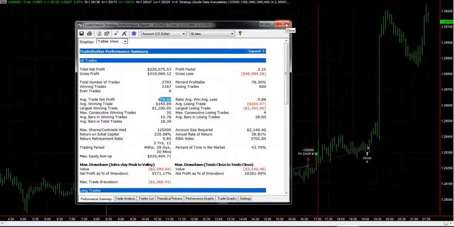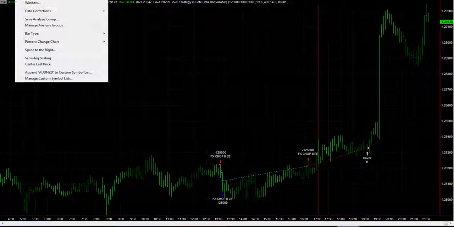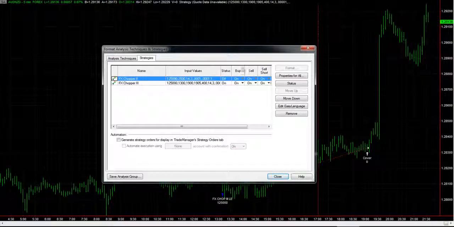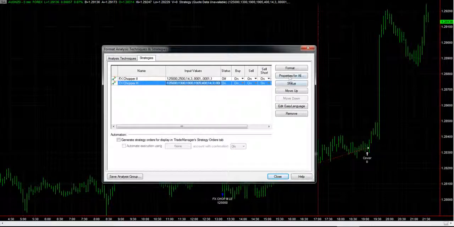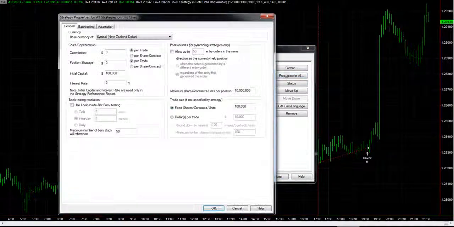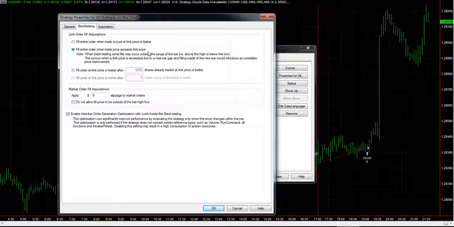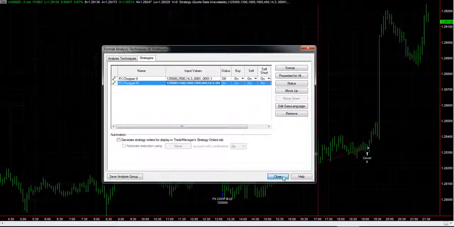It's got a 5 pip spread, but we're using limit orders, and I've set the settings to trade through. This is FX Chopper 3. I've tested different versions. This is a strategy I've had back in 2006, and fill entire order when trade price exceeds the limit price, so you don't get slippage on the limits.